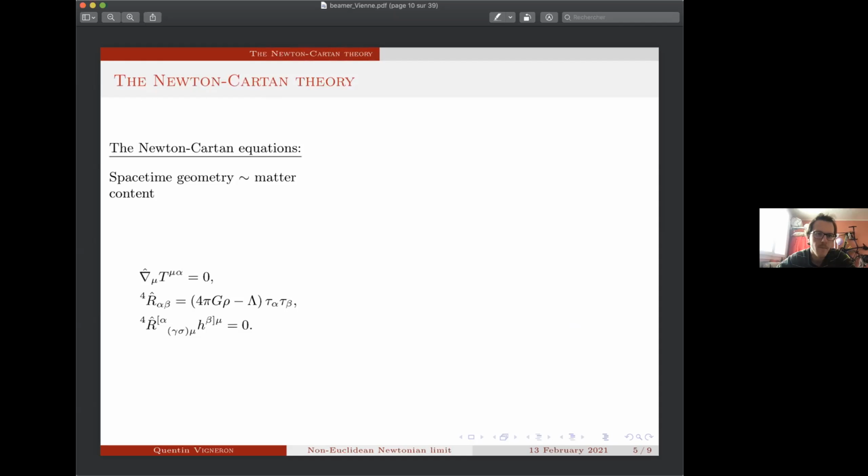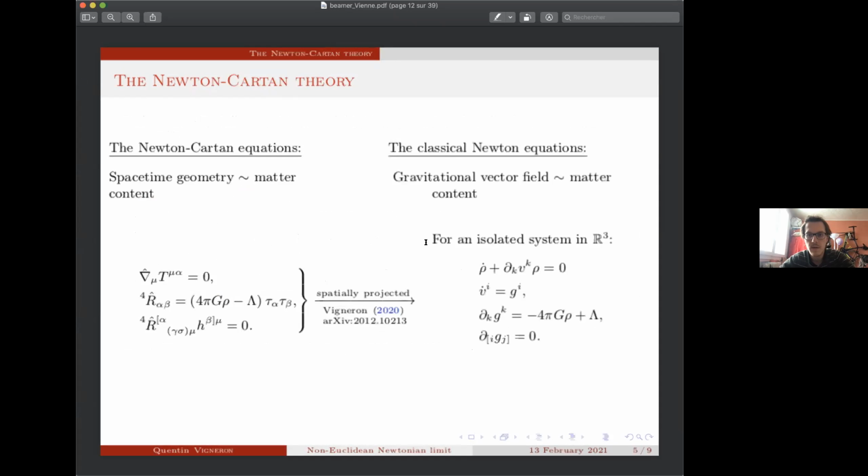Okay, so Newton-Cartan theory, as I said, relates the matter content of the manifold M here with its space-time geometry, which can be seen with this second equation, which features on the right the matter density and on the left the Ricci tensor of the Galilean structure, the Galilean connection. If we take those equations and spatially project them, and firstly suppose that we have an isolated system in R3, then we end up with the classical Newton equations, which instead of relating geometry with matter, relate a gravitational vector field with the matter content.